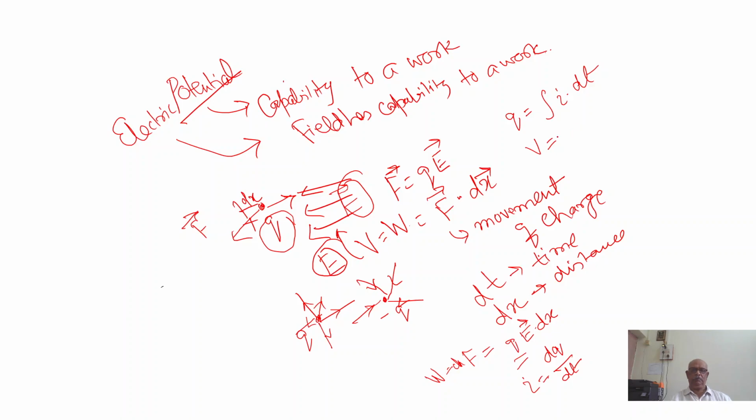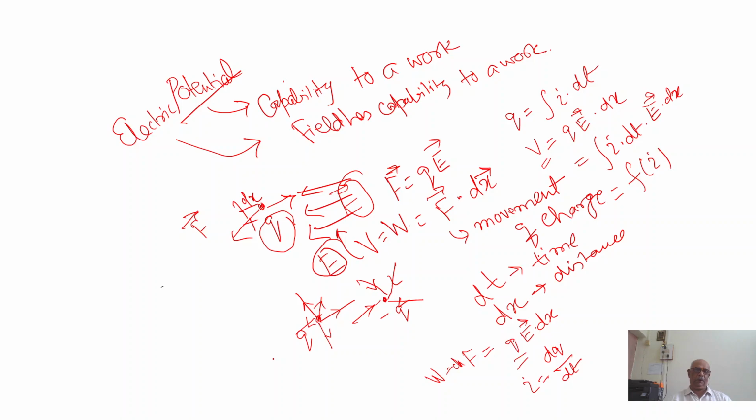In that case, what we have is V is equal to Q E into delta X, and this in fact is I dt E dx. So without going into the total derivation and the relation, what we say here is the amount of the work done, or the potential, is a function of current.